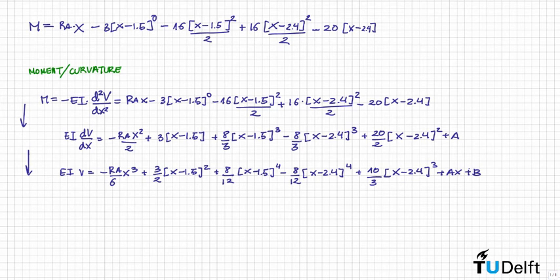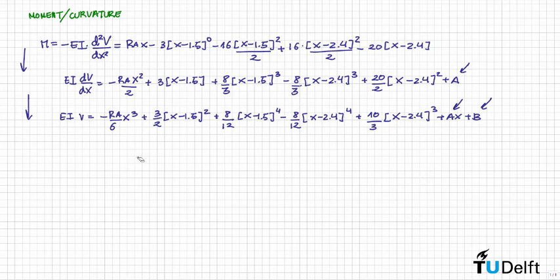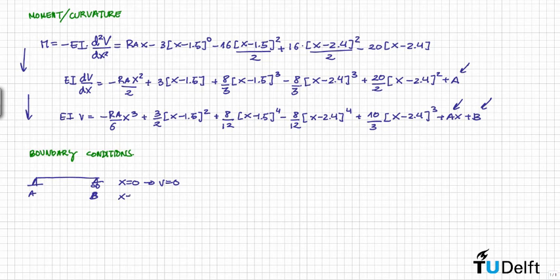And now we have to apply boundary conditions in order to find the values of the constants of integration A and B. We know that this is a simply supported beam, so then, of course, at A, which is x equal to 0, the deflection of the beam is equal to 0, and at B, which is x equal to 3, the deflection of the beam is also equal to 0.